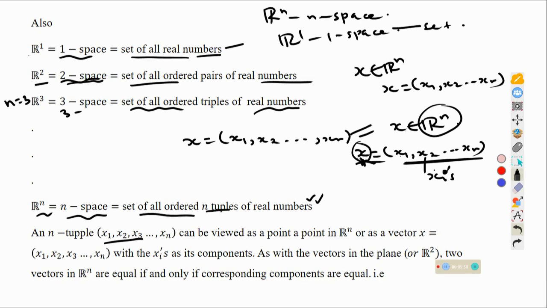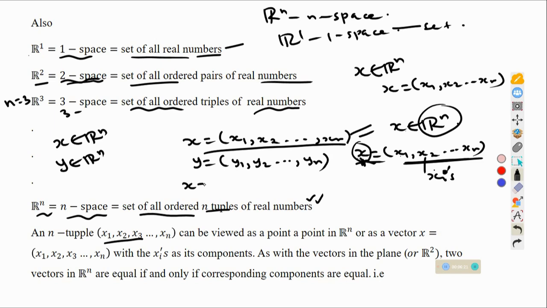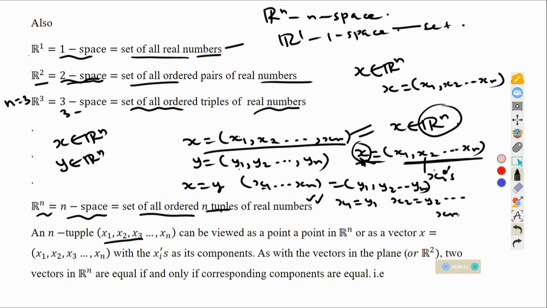Then, when we talk about equality of elements in R to the power n, to say that, for example, x is an element in R to the power n, and for that case, x is this. You also say y is an element in R to the power n, which means y can also be in the form of y1, y2, up to yn. So if you are able to say that x is equal to y, it means that x1 must be equal to y1, because you are saying x1 up to xn is equal to y1, y2 up to yn. For these to be equal, then x1 must be equal to y1. In other words, these corresponding elements must be equal. x1 must be equal to y1, x2 must be equal to y2, up to xn must be equal to yn.